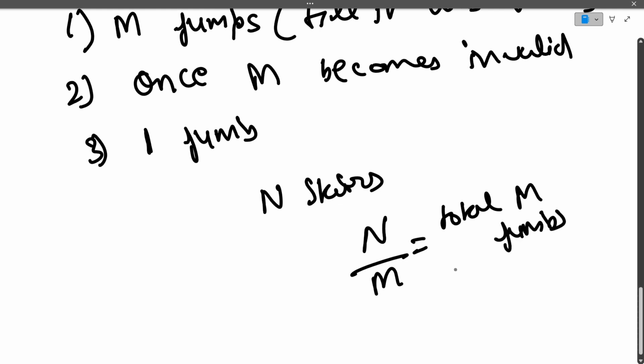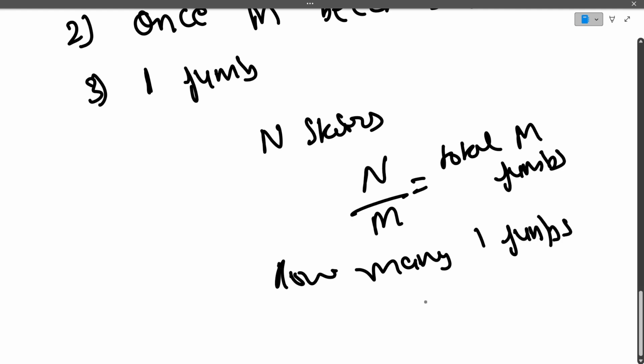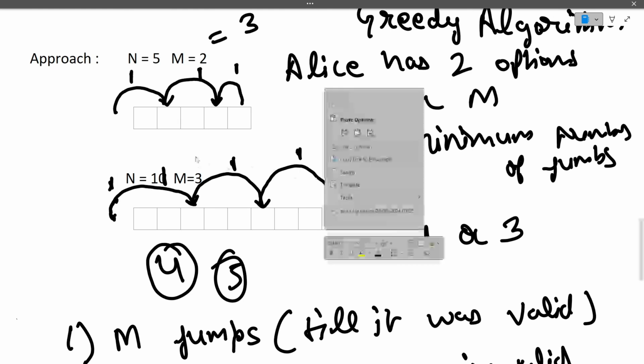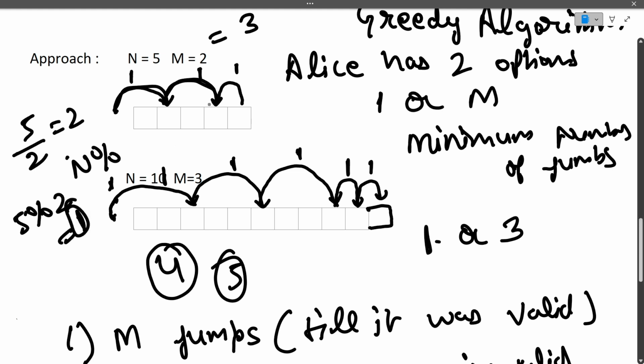Okay, and then how many one jumps can we take? That will be n mod m, because if you look closely at the above scenarios, how many m jumps were there? 5 divided by 2 is 2, so 2 m jumps were there. And how many one jumps were there? It was 5 mod 2, that is 1. So there was one jump.